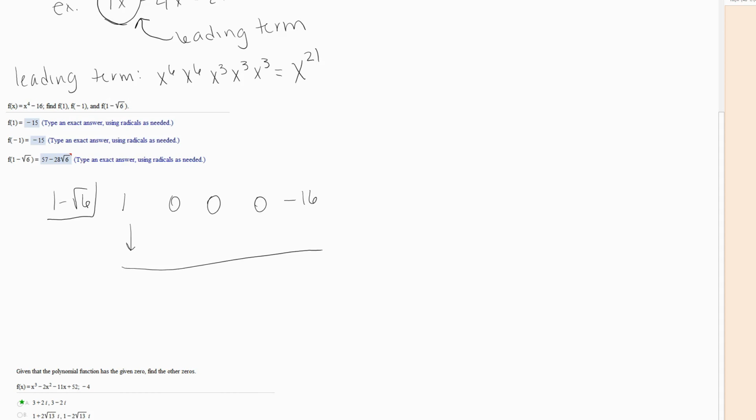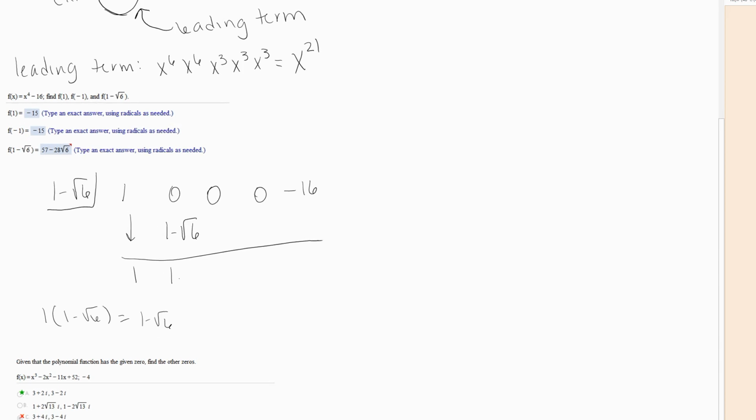So we're going to bring down the 1, and then we're going to do 1 times 1 minus the square root of 6. Well, distributing the 1 doesn't really do much. It would just still be 1 minus the square root of 6. Now we're adding 0 to that, so we're not adding anything, so that would still just be 1 minus the square root of 6. Oops, I don't know why I wrote 3 there.